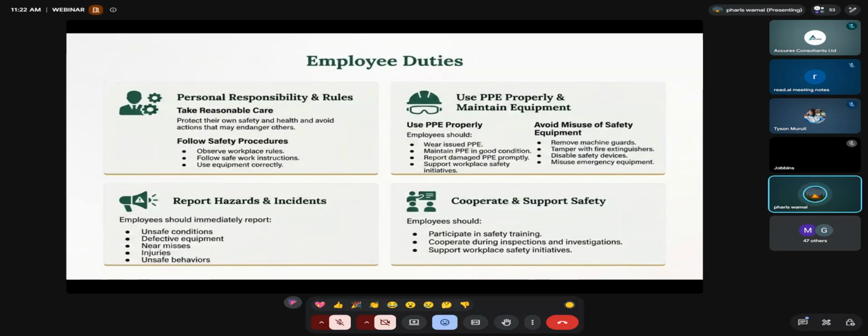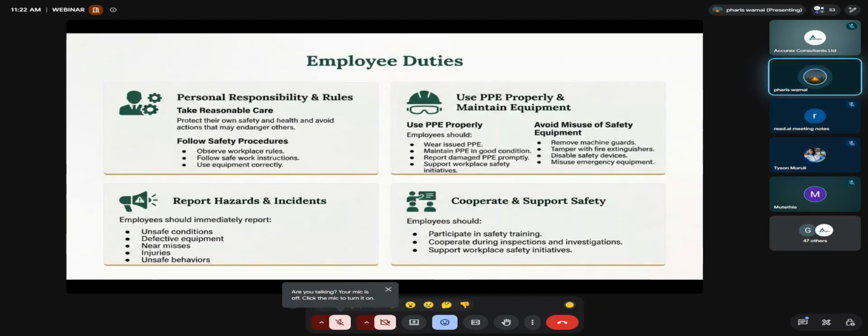Another duty is reporting hazards and incidents. It's the duty of the employee to immediately report unsafe conditions, near misses, injuries, and unsafe behaviors. I think we already know about unsafe conditions. For example, maybe a leaking gas cylinder that you can see. Near misses, what we mean by near miss is something that will cause potential harm in the future.